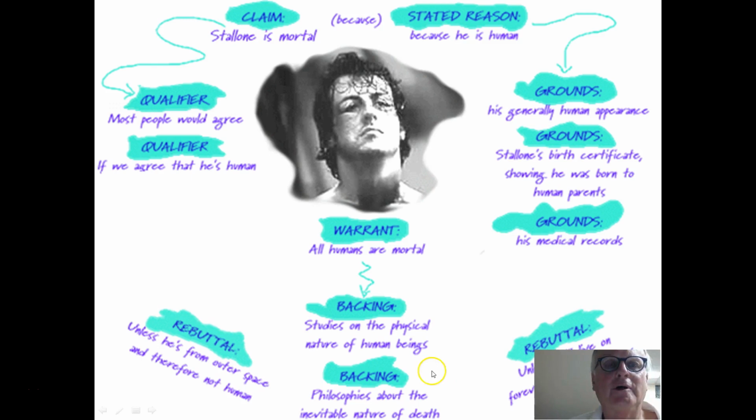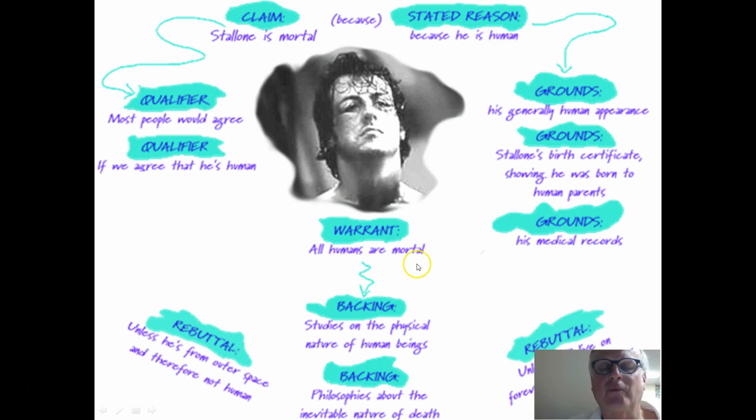Here's another silly one with our favorite actor, Sylvester Stallone. And this actually is a takeoff on the classic deductive logic syllogism. Stallone is mortal because he is human. Well, we have some qualifiers. Most people would agree he's human, if we agree that he's human. Okay, how do we know he's human? Well, he looks like a human. We could go find his birth certificate and his medical records, and we could say, yes, he is indeed a human being. What's our warrant?